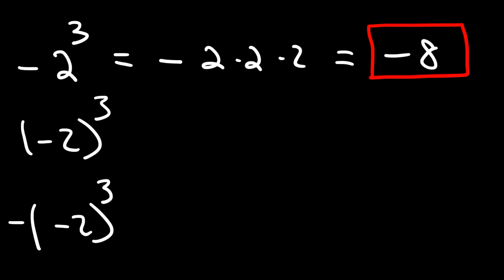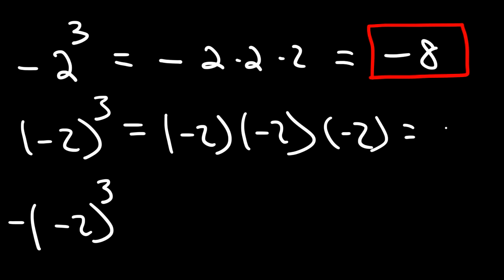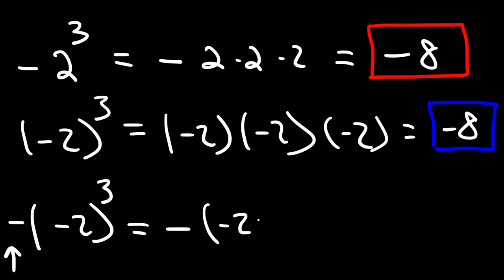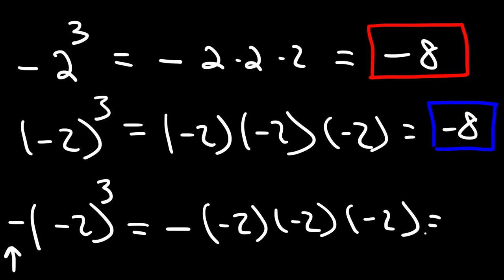Now for the second example, the negative is inside the parentheses, so it's affected by the exponent, which means that we're multiplying 3 -2's. But the end result is the same. A negative times a negative is a positive, but a positive times the third negative is a negative. Now for the last example, we have this negative on the outside, and then we have 3 -2's. So we have a total of 4 negative signs. Whenever you multiply an even number of negative signs, it's going to give you a positive answer. So this one is different. It's +8.